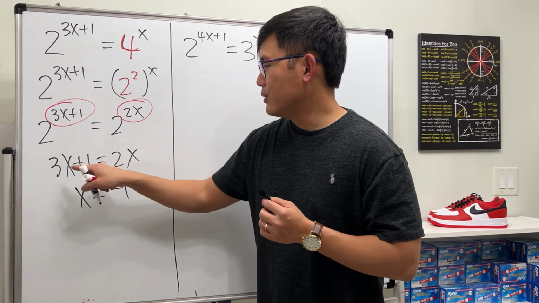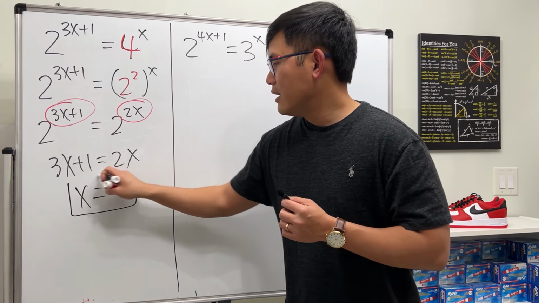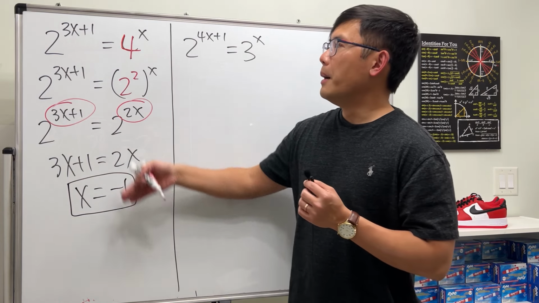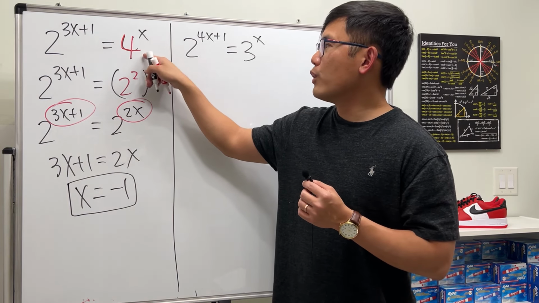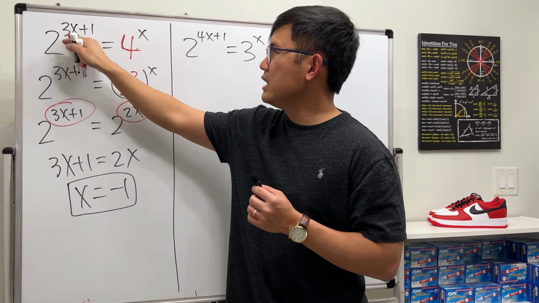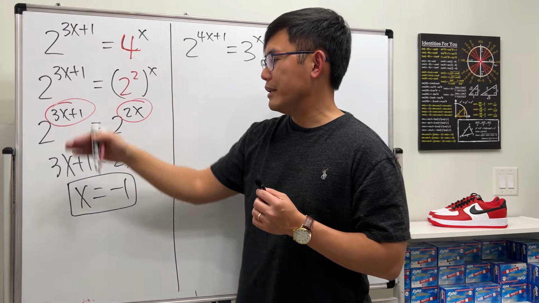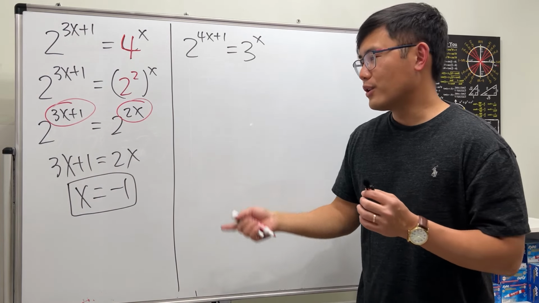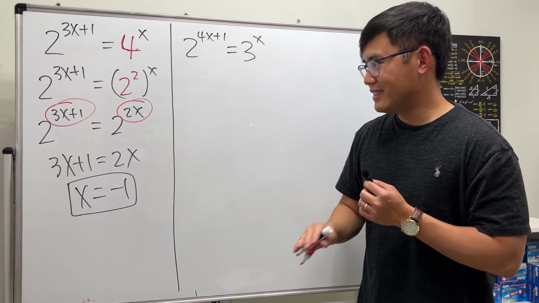That will give us -2, that will also give us -2. And it's always a good habit to plug back in. You will get 4 to the -1, which is 1 over 4. And you get -2 right here, altogether 2 to the -2. You get 1 over 4. So x equals -1. Done.